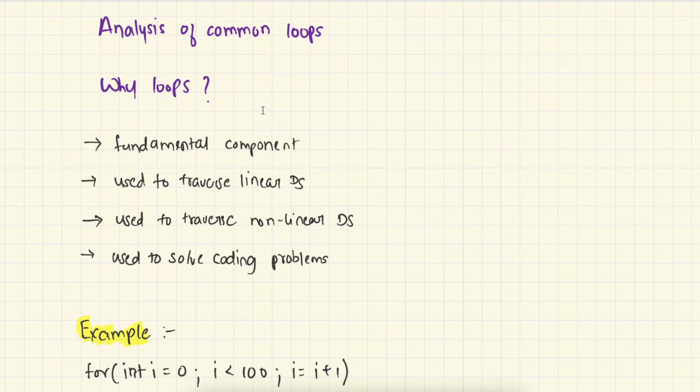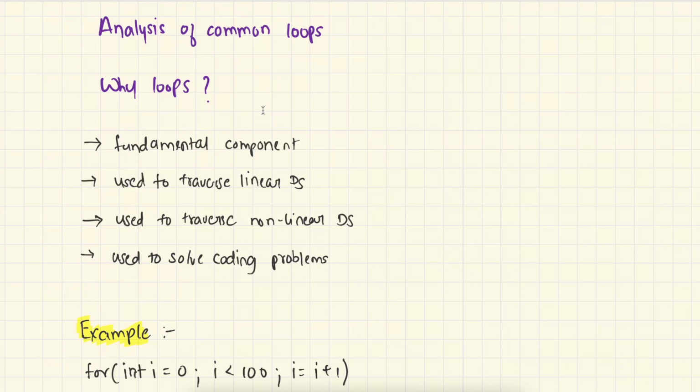Then we have studied asymptotic notations. Asymptotic notations help us to represent order of growth of a function in one line. And we have studied three asymptotic notations: big O notation, omega notation and theta notation. Now in this video we are going to study the order of growth of common loops.